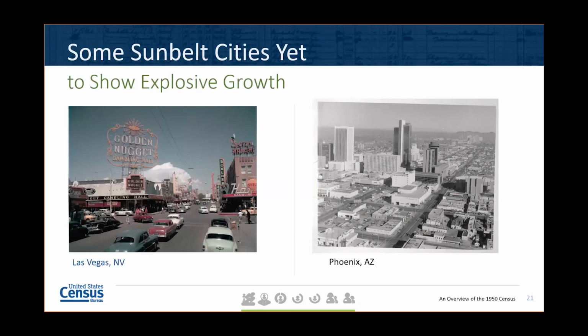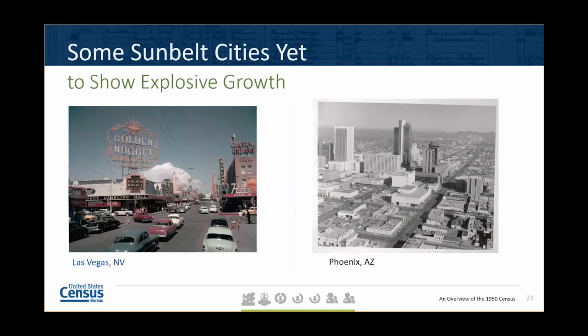Some Sunbelt cities were yet to show explosive growth in 1950. Air conditioning was not yet in widespread use in 1950. Consequently, many parts of the Sunbelt, especially the more arid regions with high summer temperatures, were still relatively lightly populated compared to what they would look like in later decades.